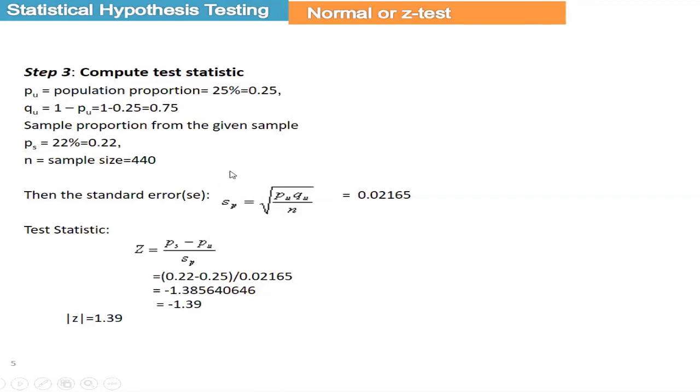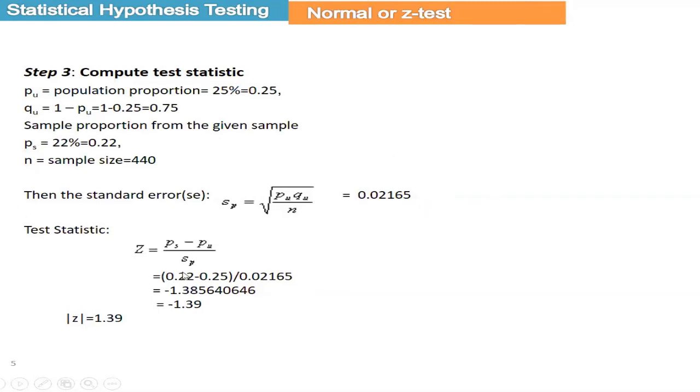Then we need to calculate the standard error, denoted by SP. This is a formula you have to remember: root over PU multiplied by QU divided by N. If you put in all the values, that is PU 0.25 multiplied by QU 0.75 divided by 440, and take the root, you will get approximately 0.02165.